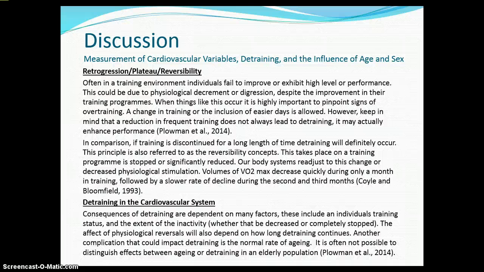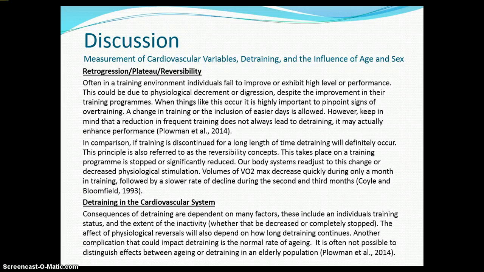The change in training or the inclusion of easier days is allowed. However, keep in mind that a reduction in frequent training does not always lead to detraining. It may actually enhance performance.